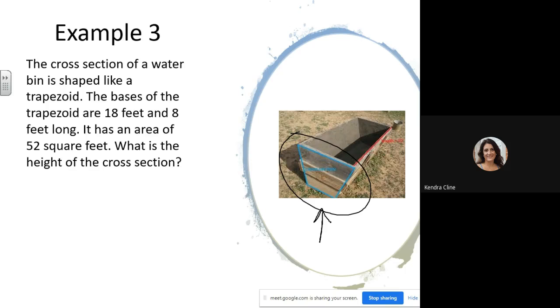So what we need to do is look at our shape. We know that we're working with a trapezoid. So underneath where you wrote example 3, I want you to write trapezoid. And then we're going to draw one.